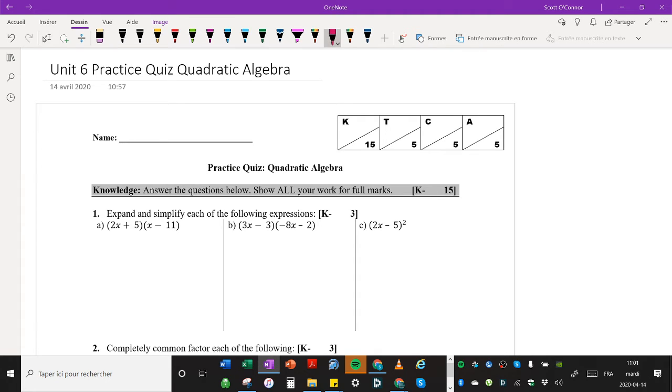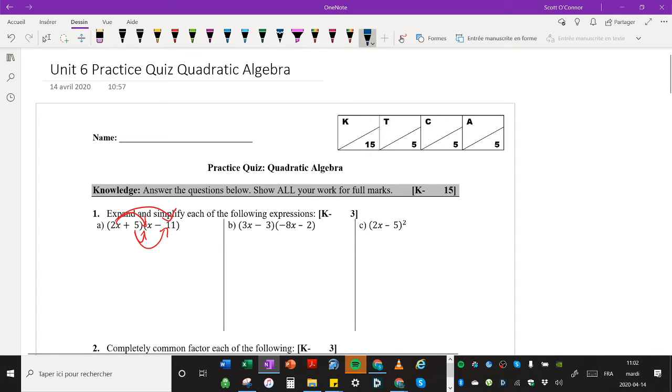Alright, so we can start off with question number one, which says expand and simplify each of the following expressions. So when we expand using FOIL, first, outer, inner, last. As a habit, I like to draw the little arrows so that it reminds me all the time of what order I want to multiply in.